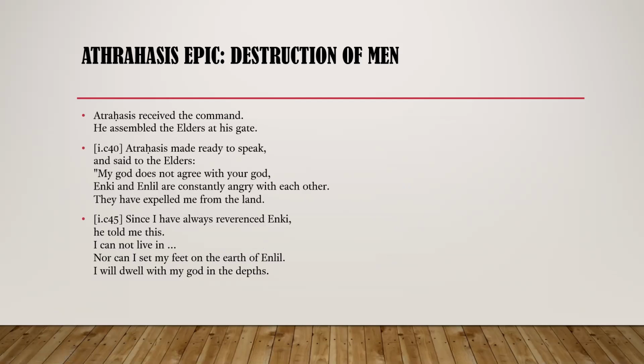Atrahasis received the command. He assembled the elders at his gate. Atrahasis made ready to speak and said to the elders, "My God does not agree with your God. Enki and Enlil are constantly angry with each other. They have expelled me from the land. Since I have always reverenced Enki, he told me this: I cannot live in your land, nor can I set my feet on the earth of Enlil. I will dwell with my God in the depth."